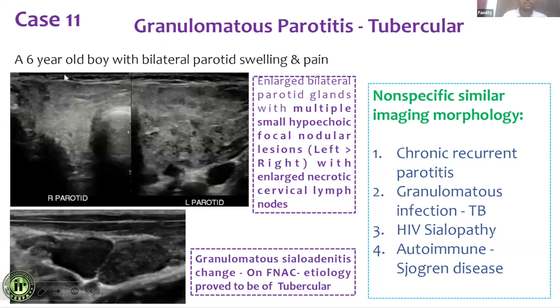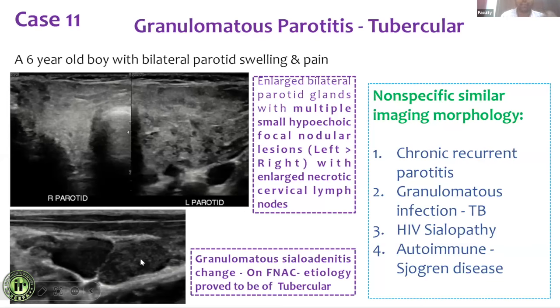This is another case, a 6-year-old boy with bilateral parotid swelling. Children may present with parotitis and parotid swelling quite often as a clinical presentation. On imaging, you can see that both parotids are enlarged homogeneously. There are multiple small hypoechoic nodular focal areas, more so in the left than right, and a few enlarged necrotic lymph nodes. So this was a case of granulomatous parotitis. It just presents like that.